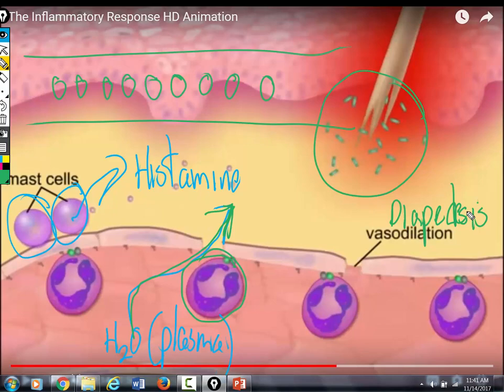Right? Diapedesis, that would be a good name for a rock group too. It's here for Diapedesis. And their new hit, Slow Motion. I like it like that. It's working that.